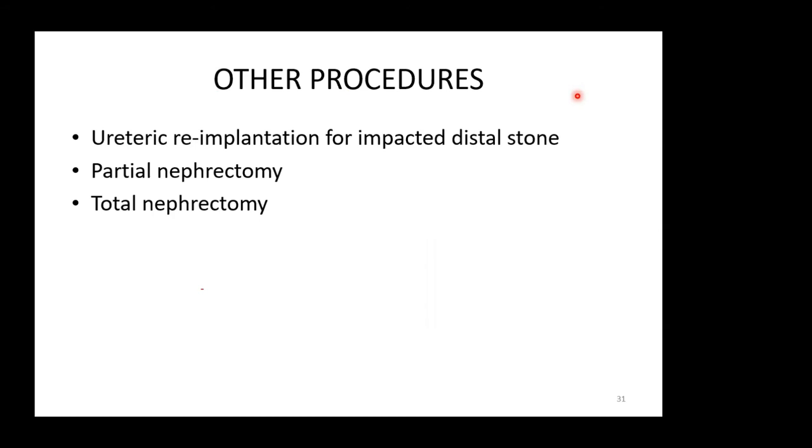Now, the other procedures include ureteric reimplantation for impacted distal stones. You may have to do partial nephrectomy if the stone is really in the kidney parenchyma, or you can actually do total nephrectomy if, for example, the stone has caused obstruction and the kidney is non-functional.